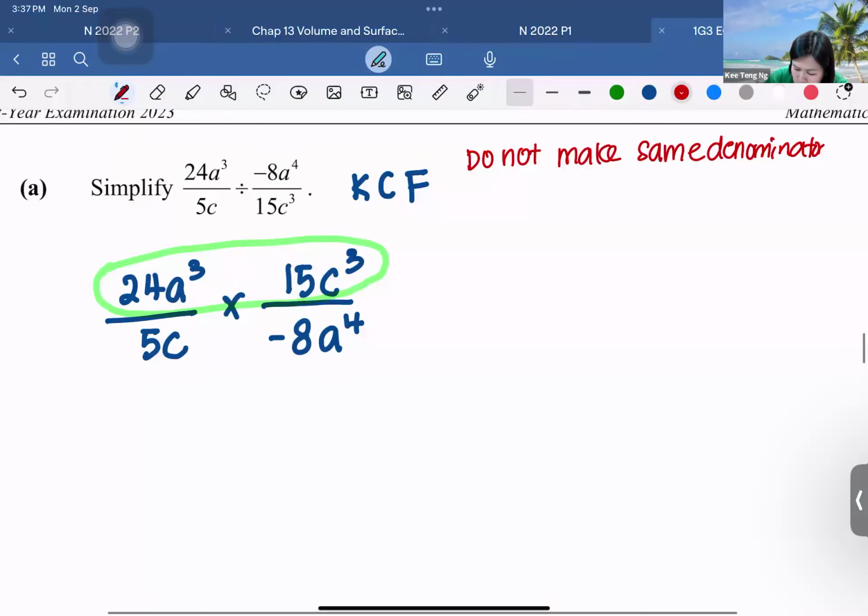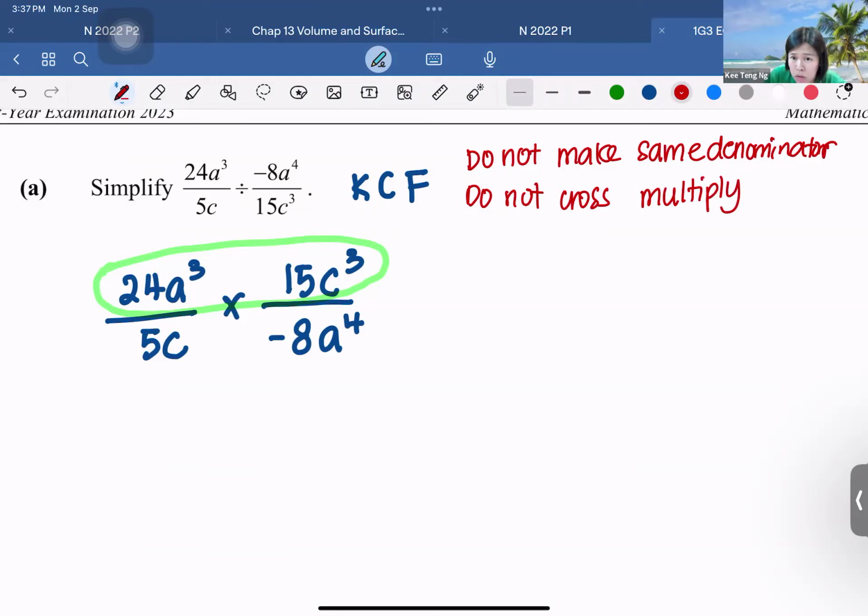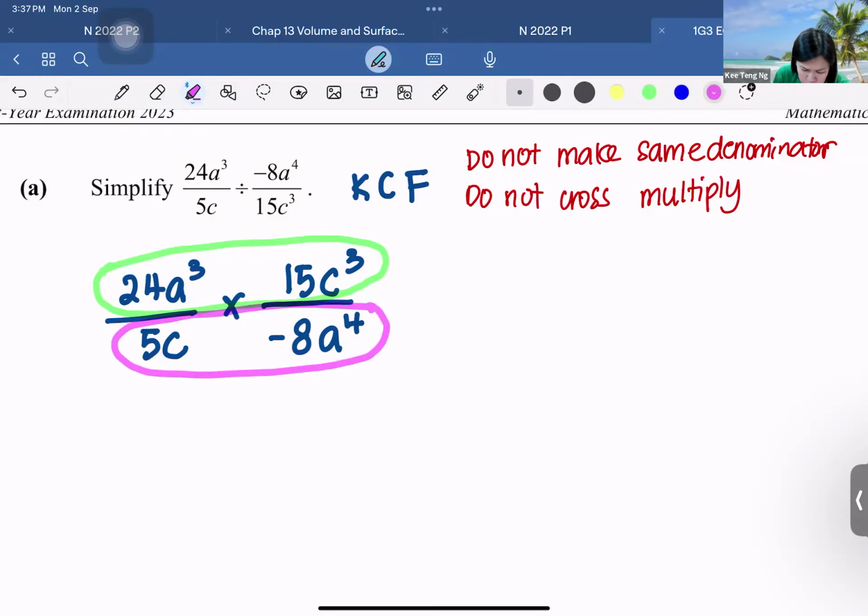Okay, and this is not an equation sign here. You do not cross multiply. This is different from your normal equation sign. Equation sign, then you cross multiply, or addition of fractions, you make the denominator the same. This is not. This is only multiplication and division. So you really multiply and you really work out the numbers. So I multiply numerator, denominator with the denominator.